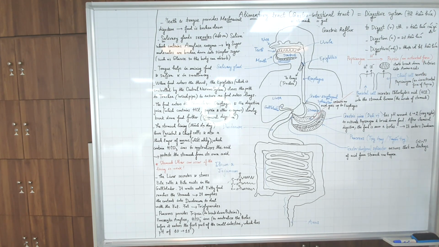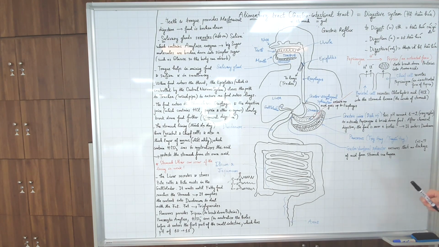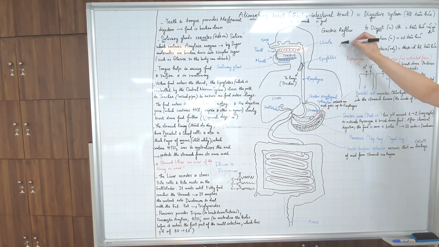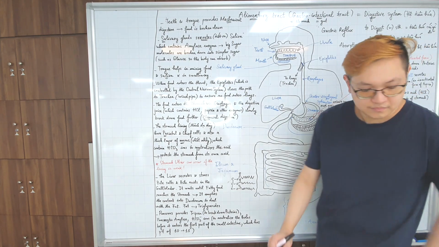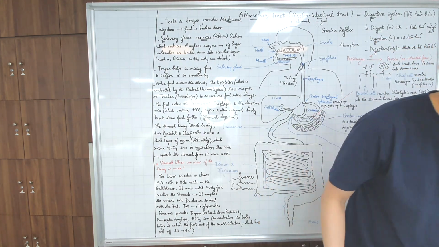Now, so what happens here when the bolus enters the duodenum, okay? So basically, absorption starts to happen. Sự hấp thụ bắt đầu diễn ra. Absorption starts to happen at the small intestine.